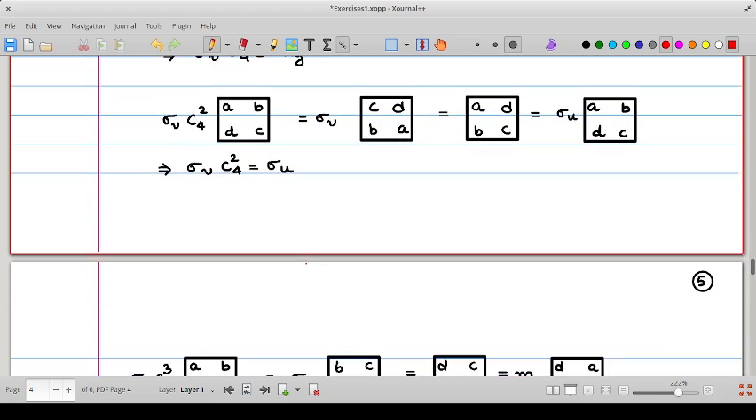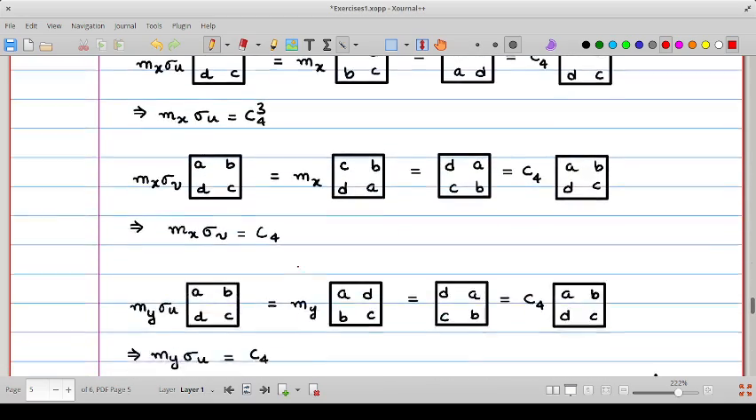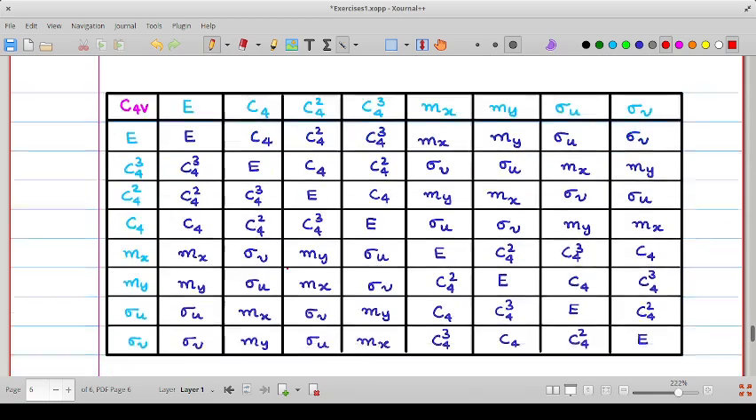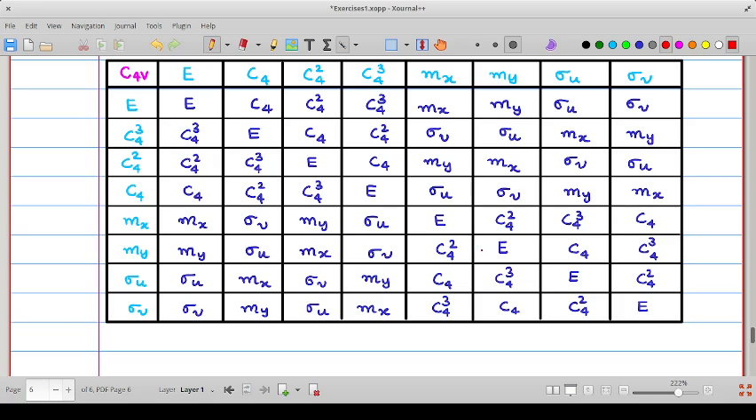So we can proceed like this and find all the products. And finally, we can fill in all the cells in the multiplication table of C4v to get this.